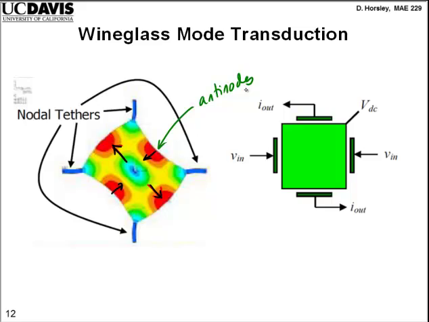And the nodes are where there is zero displacement. So we put the flexures where there is zero displacement so that the thing can resonate, and it resonates kind of like a free body. And then here's the electrical diagram.